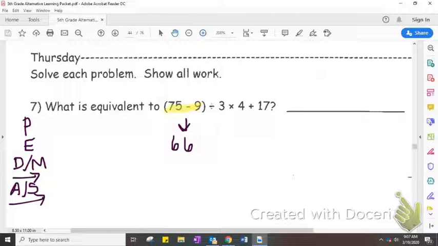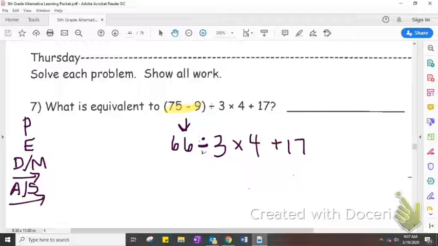Oh gosh, it's really hard to do this. Let me increase the size. Don't have the best stylus in the world, so this makes it kind of hard. Ugh. Alright, that's supposed to be a division sign. Alright, 66 divided by 3 times 4 plus 17.